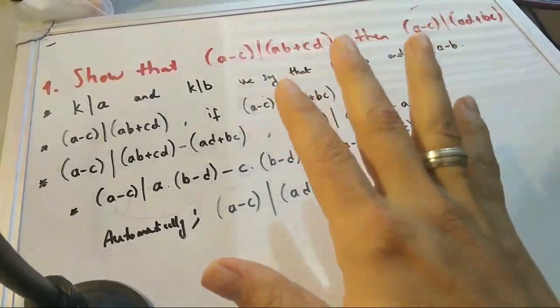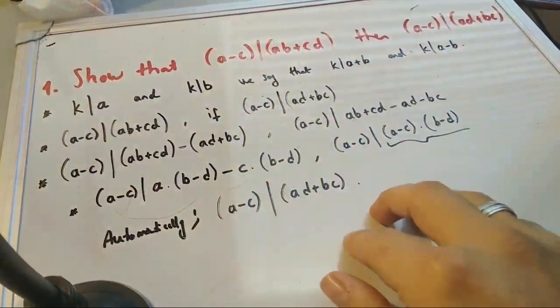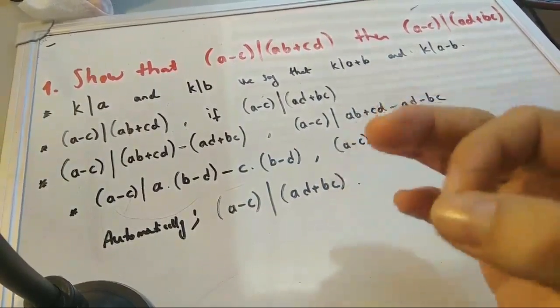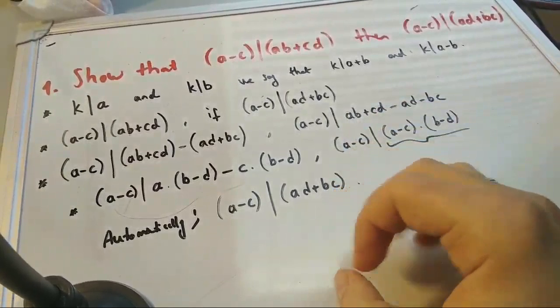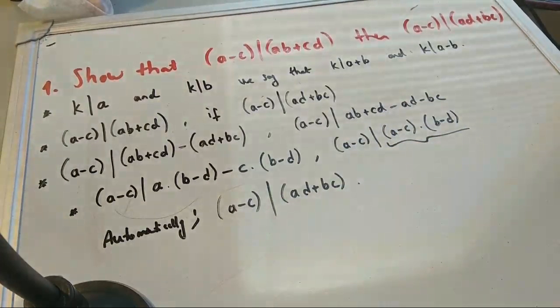Did you understand it? Do you have any question here? I think it's a very simple and basic example in number theory. Everything is all right?